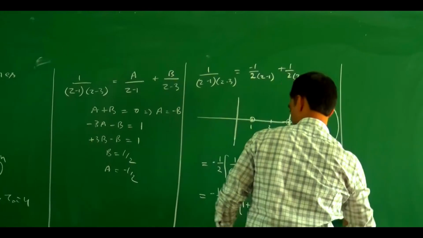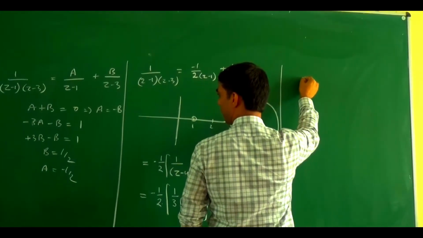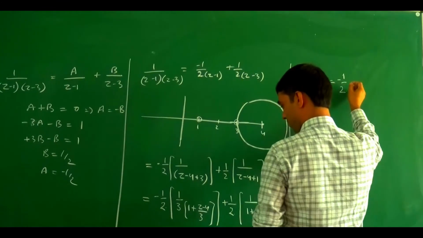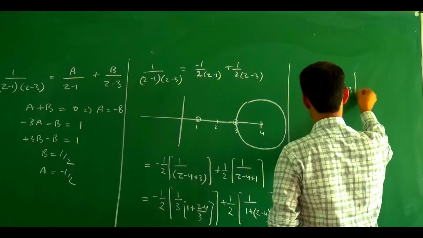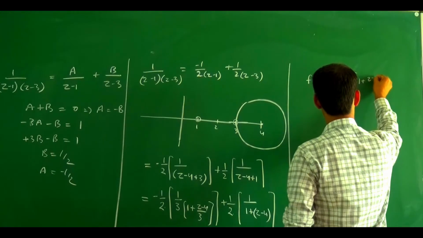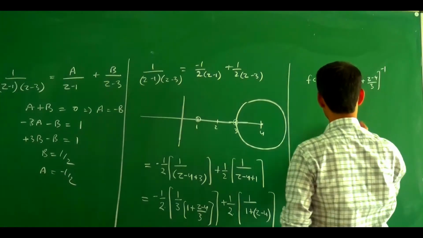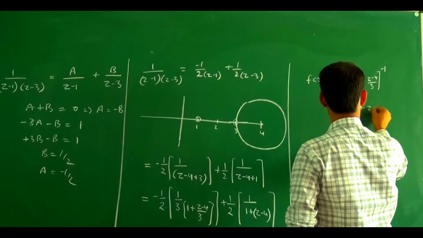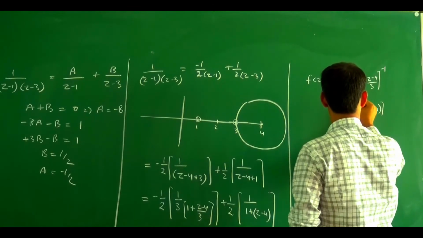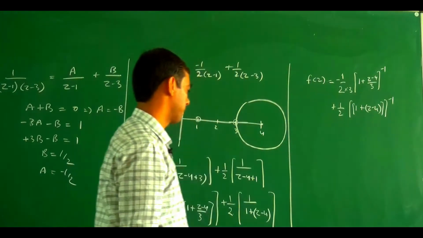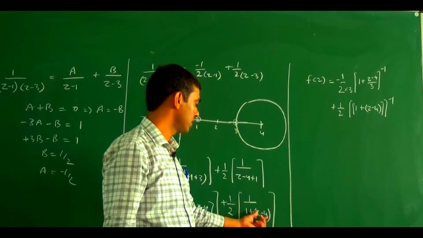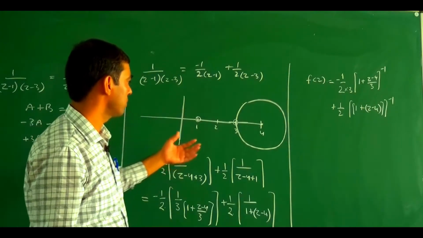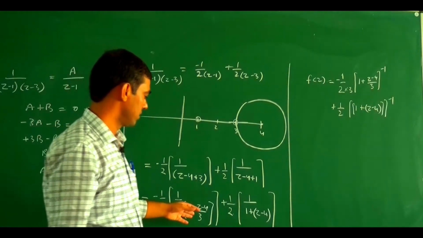Then what is the value? This f(z) becomes f(z) equal to first term, minus 1 by twice into 3, into 1 plus (z minus 4) by 3 inverse. This one is the first term, and the second term becomes plus 1 by twice, and this becomes 1 plus (z minus 4) inverse. So here, why? z minus 4 is obviously less than 1. Mod of (z minus 4) in this region is less than 1. What is the radius of convergence? Mod of (z minus 4) is less than 1.